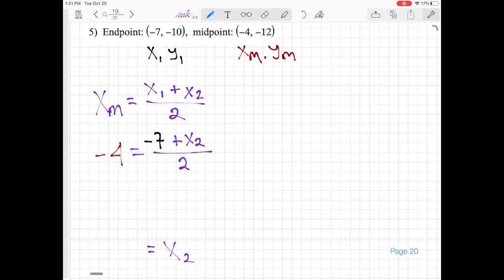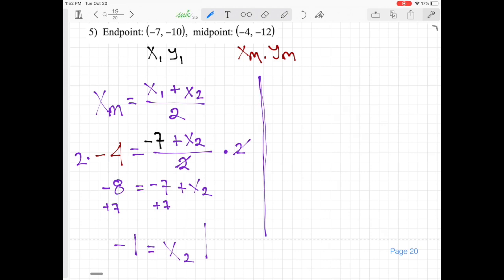So the first thing we're going to do is we're going to multiply both sides by 2. So 2 divided by 2 cancels out. What we do to one side, we do to the other. So 2 times -4 is going to give us -8. And that leaves us with -7 plus x2. Then we're going to add 7 to both sides. So -8 plus 7 is going to give us -1. So the x-coordinate of our other endpoint is at -1.